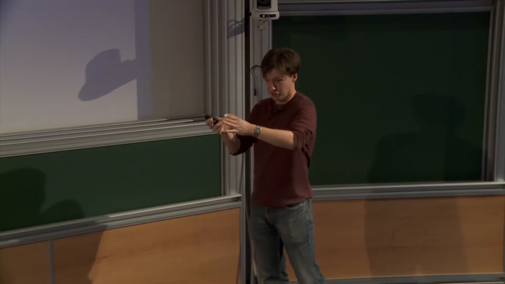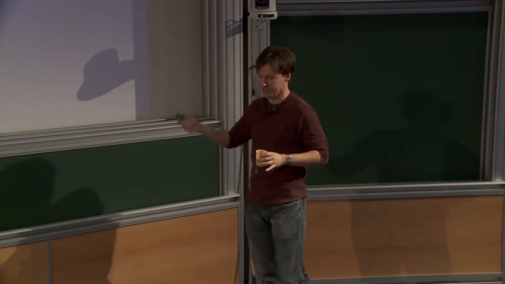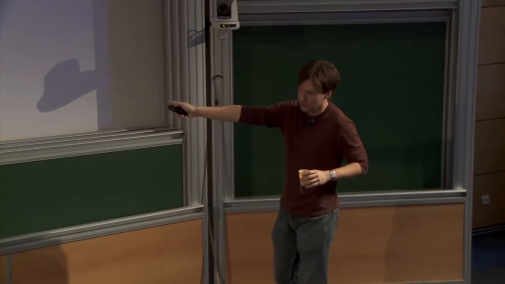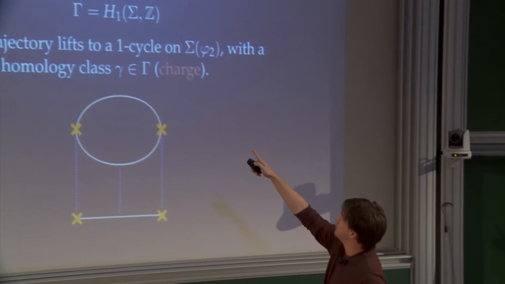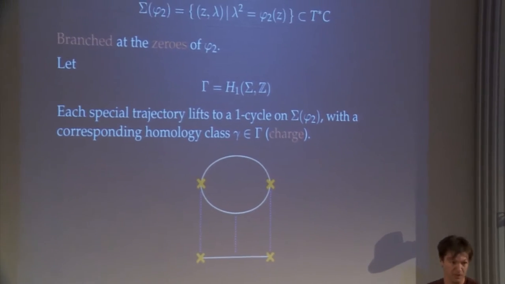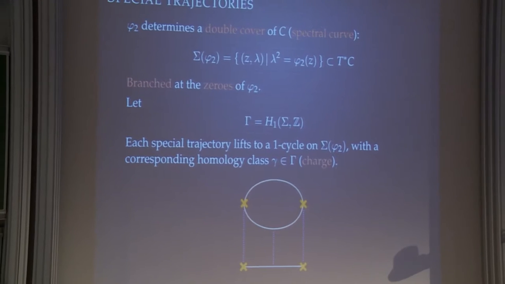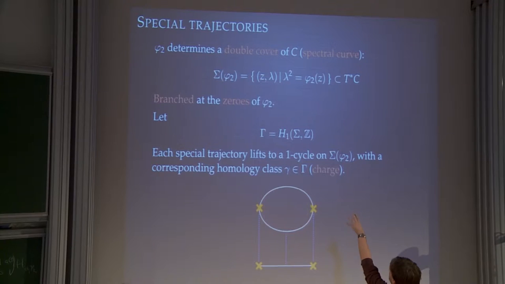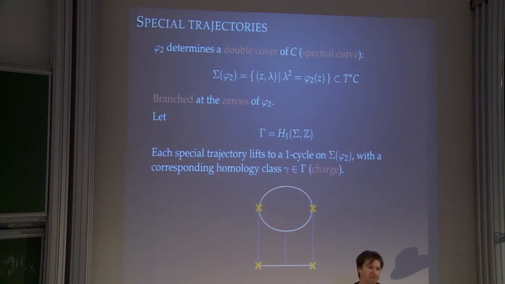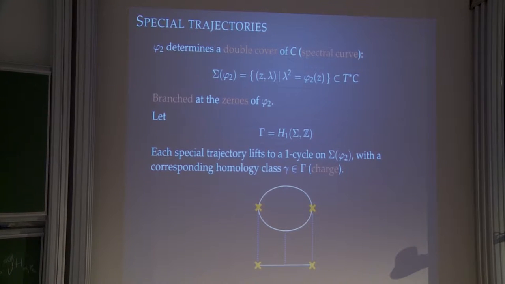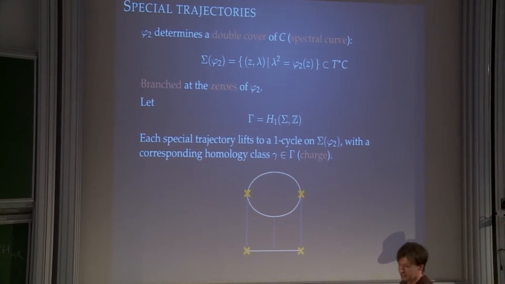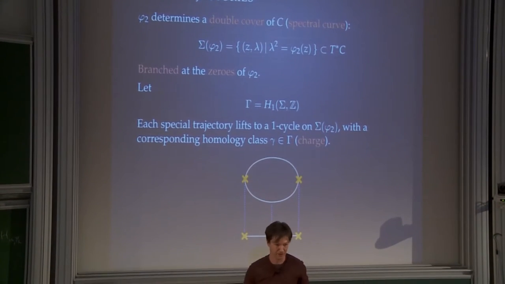Roughly it means exactly the position on the surface, but let me make that a little more precise. So we have this quadratic differential. Given a quadratic differential, there's a canonical double cover of the curve attached to it. Namely, you just take the two square roots of the quadratic differential. As you move around on the curve, you look at the square roots of phi 2 of z. Because it was a quadratic differential, its square roots are naturally valued in the cotangent bundle. And so this spectral cover is living inside the cotangent bundle of the curve.